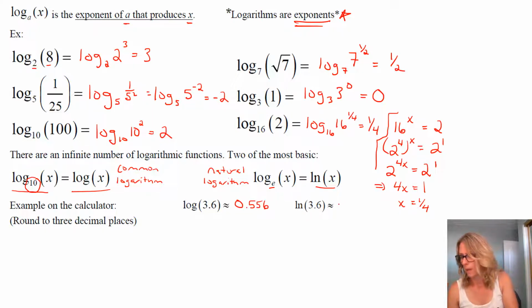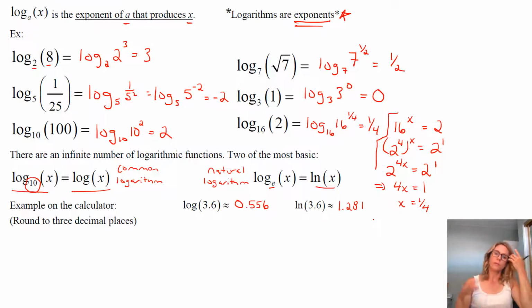Okay. So notice these are different answers because they are logarithms with different bases. So because of that, the exponent that you need to get the thing inside is going to be a different answer if you have base 10 or if you have base e.